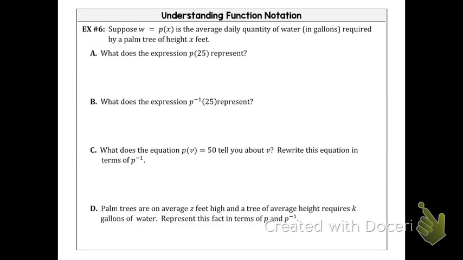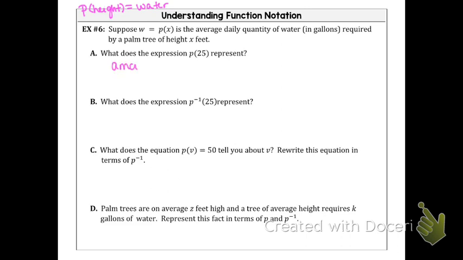All right, example 6. Suppose W is equal to P of X is the average daily quantity of water in gallons required by a palm tree of height X feet. So P of X, and the X is the height, equals average daily quantity of water. All right, so this is equal to the water, which makes sense why it's W equals. So what does the expression P of 25 represent? Well, it's going to be the water needed, or the water required by a palm tree that's 25 feet.